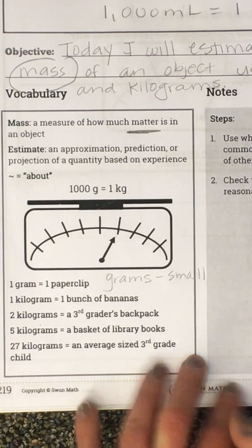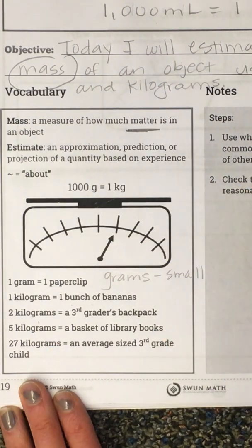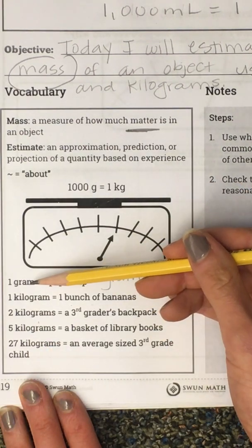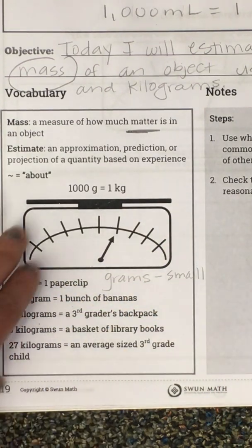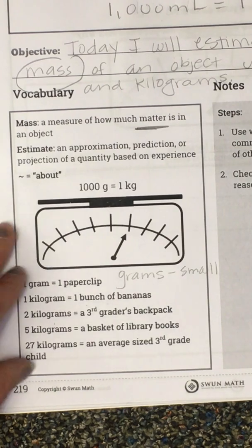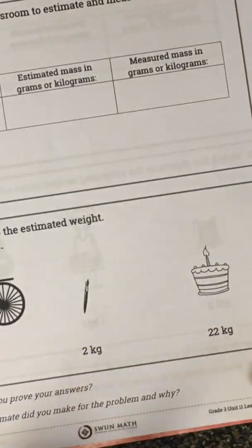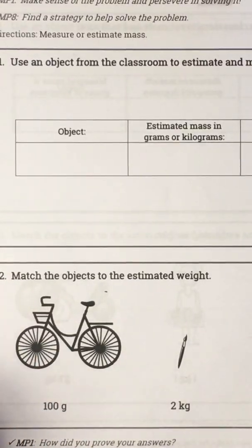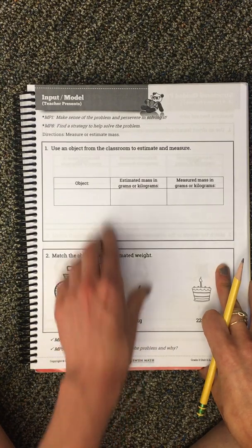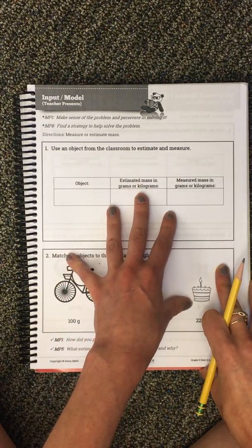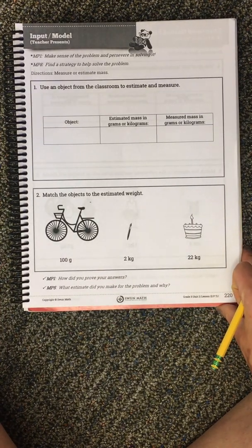So those are some different examples of items that are grams or kilograms. I want you to have this page handy because this is going to help you find the answers to the next problem. So in modeling, I am not going to do number 1 because it wants us to actually measure with a scale, which we do not have. So we are going to go ahead and look at number 2.